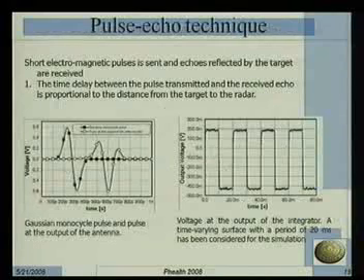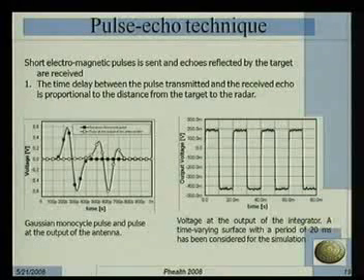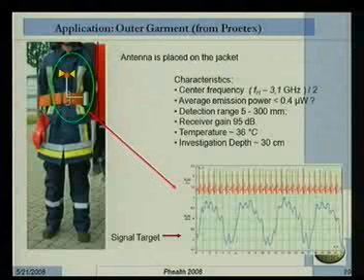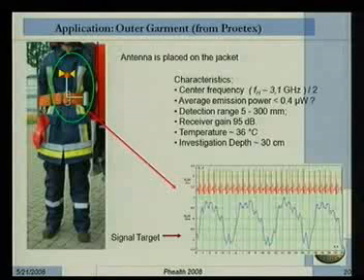Here we have the results of simulations. We have the Gaussian monocycle pulse at the output of the antenna. Here we have the simulated signals at the output of the integrator. This is an application, the outer garments from the project Proetex, whose coordinator is Annalisa, who will talk after me.